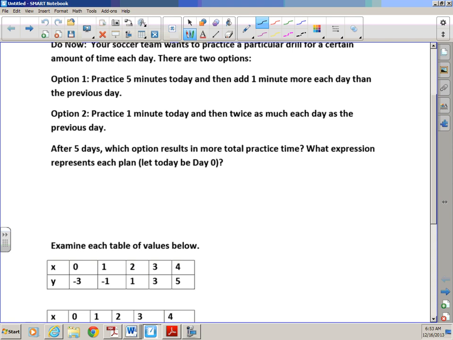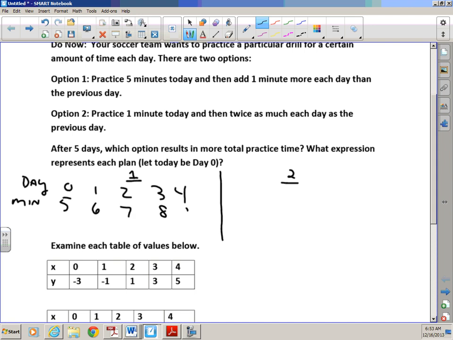Well, let's divide this into two. Here's option 1. Here's option 2. And we're going to let today be day 0. So here's our day, and here's the time, minutes. Okay? 0, 1, 2, 3, and 4. So today, we're going to practice 5 minutes, and we're going to add a minute each day. All right? And then here, we're going to practice 1 minute.